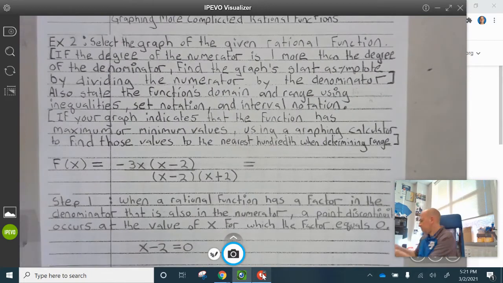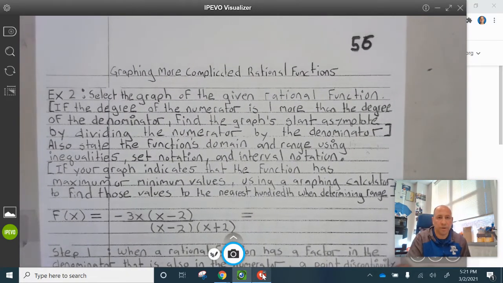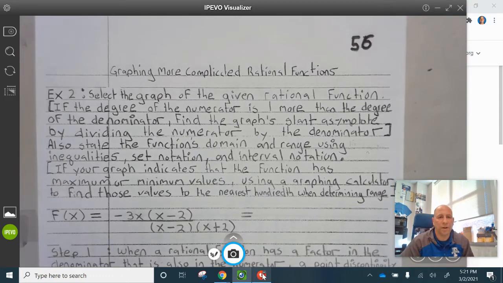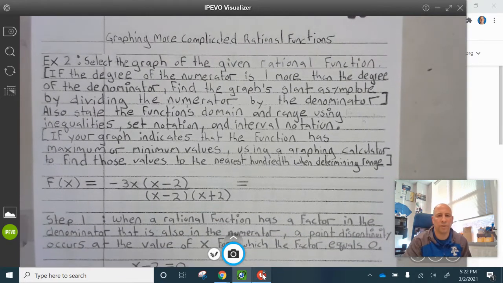All right, take a look at example 2. Select the graph of the given rational function. If the degree of the numerator is 1 more than the degree of the denominator, find the graph's slant asymptote by dividing the numerator by the denominator. Also state the function's domain and range using inequality, set notation, and interval notation. If your graph indicates that the function has a maximum or minimum value, use a graphing calculator to find those values to the nearest hundredth when determining range.